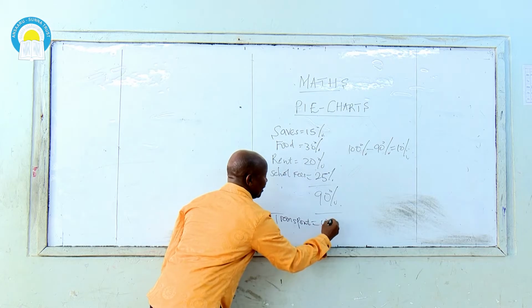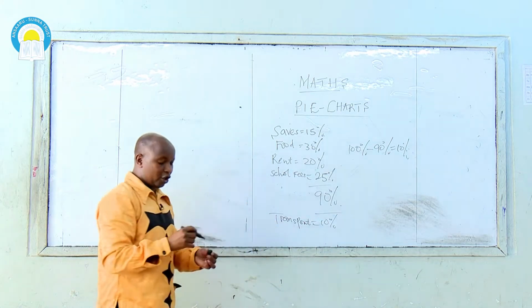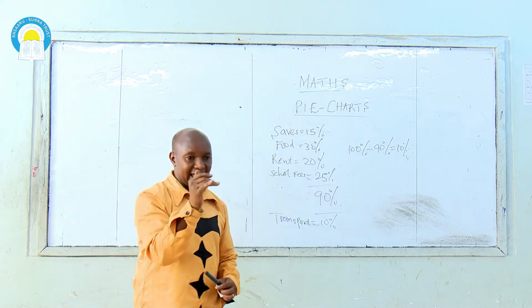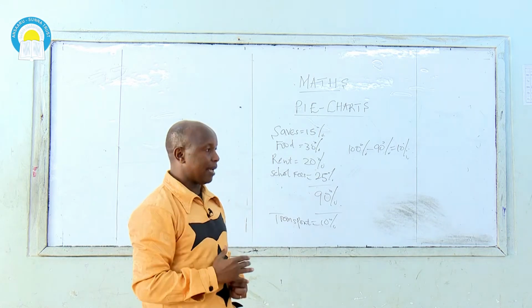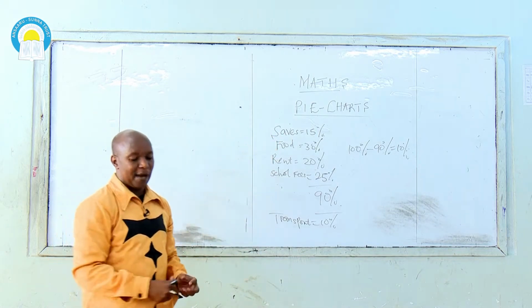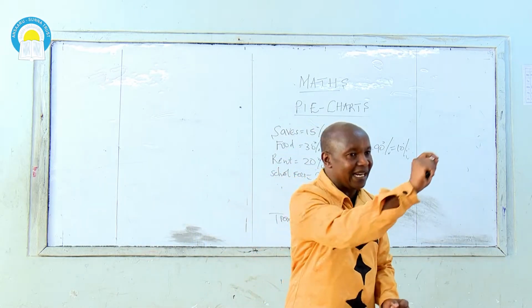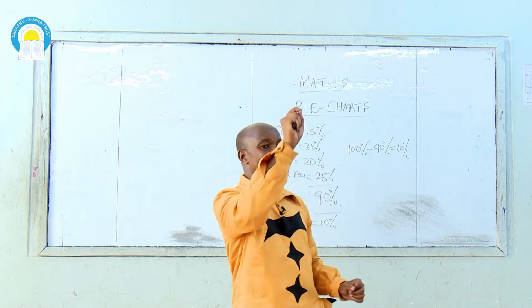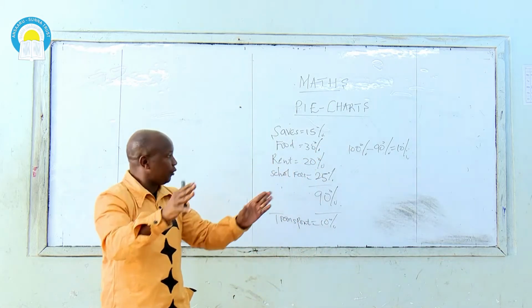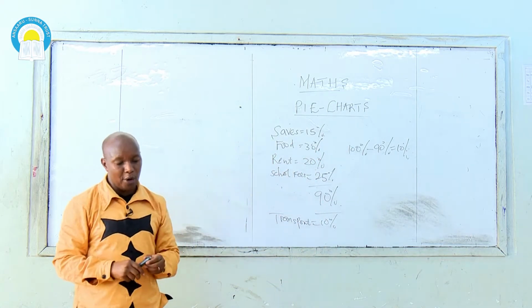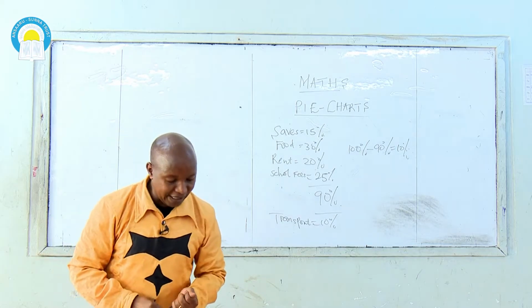I repeat again, the total percentages should add up to 100%. And the total degrees in a pie chart should add up to 360 degrees. Underline somewhere. Write somewhere at the back of your book, and please make sure you understand the major points when dealing with the pie chart.